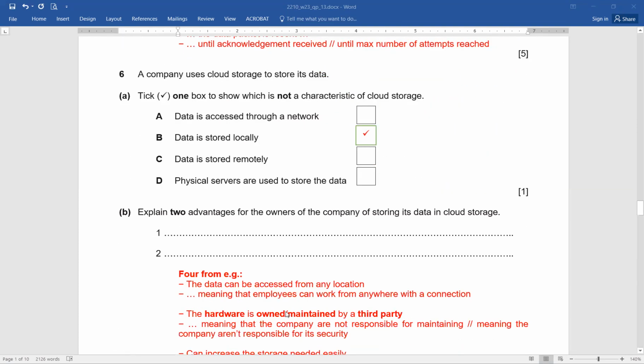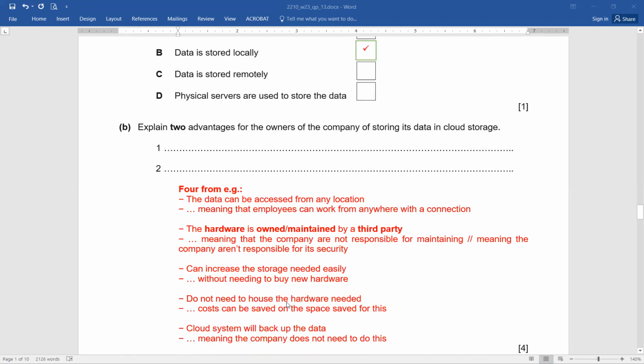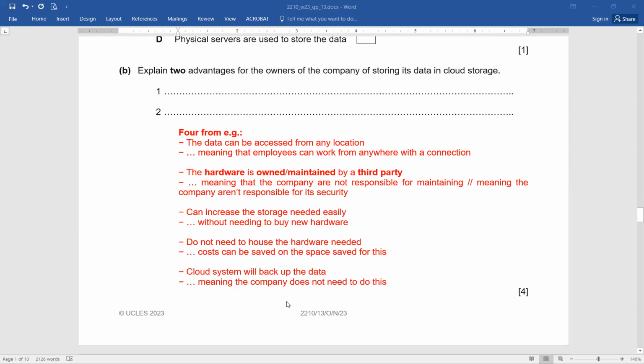Now, question number 6B part. Explain two advantages for the owners of the company of storing its data in cloud storage. Now, there are two points that you need to write, and it's a 4-mark question. It means that they want you to write down the proper explanation. For example, a few examples are mentioned here. The data can be accessed from any location because the employees can work from anywhere with a connection.